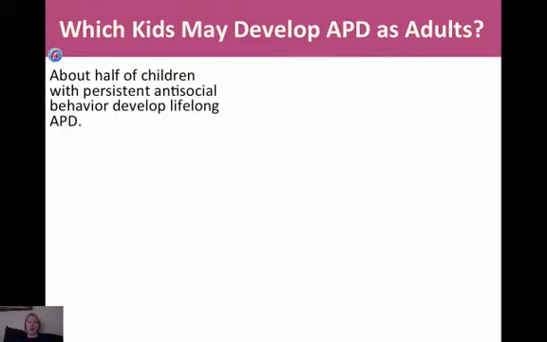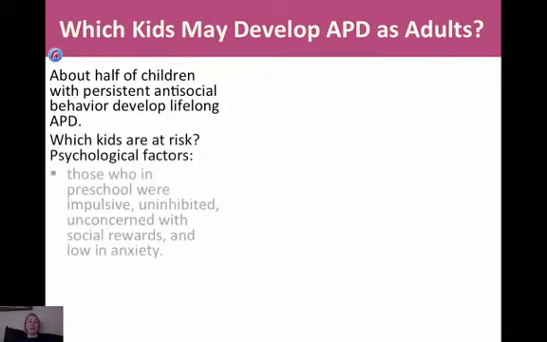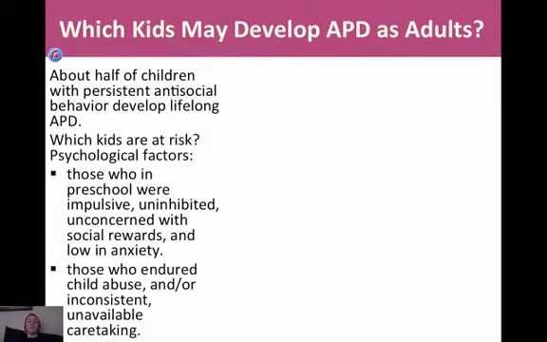Okay, so which kids may develop APD as adults? Well, about half of children with persistent antisocial behavior develop lifelong APD. So which kids are at risk? The psychological factors include those who in preschool were impulsive, uninhibited, unconcerned with social rewards, and low in anxiety, and those who endured child abuse and or inconsistent, unavailable caretaking.